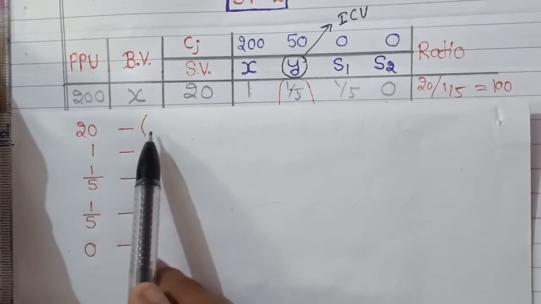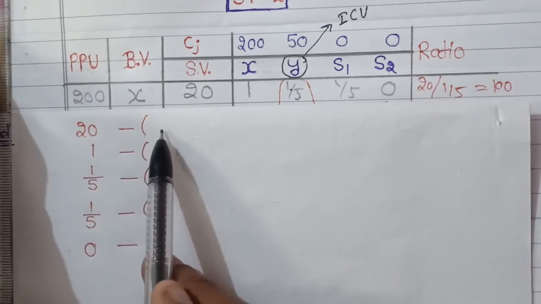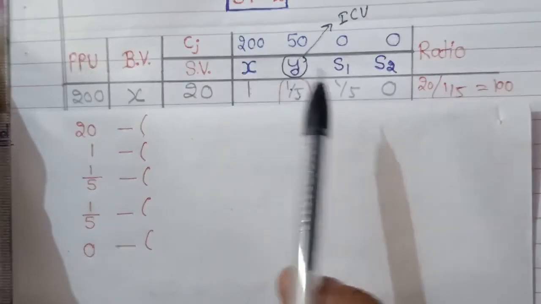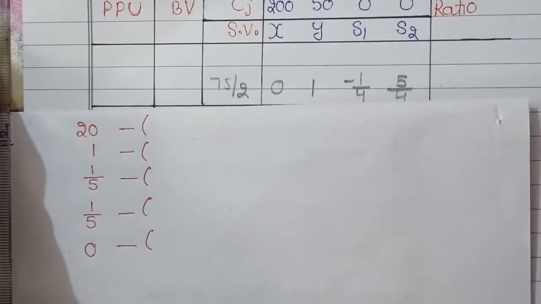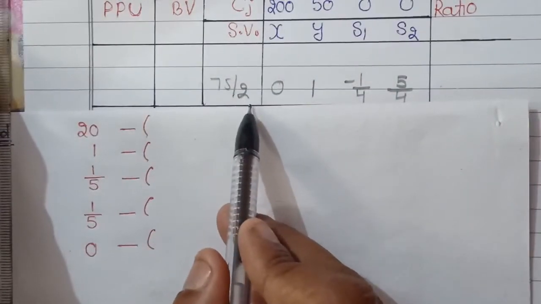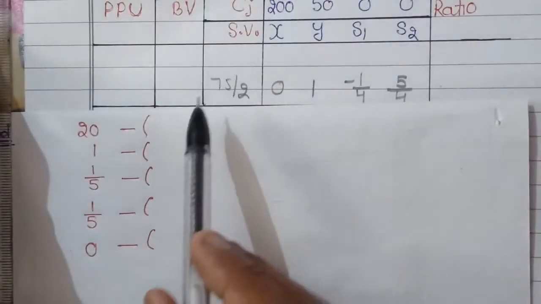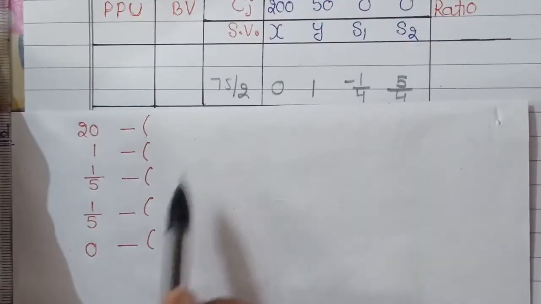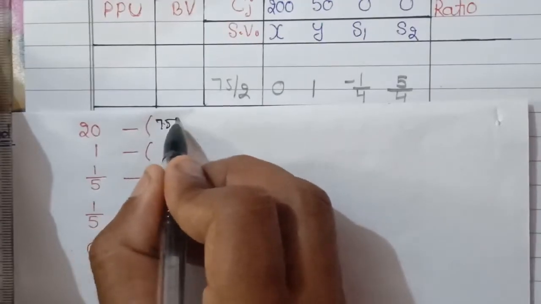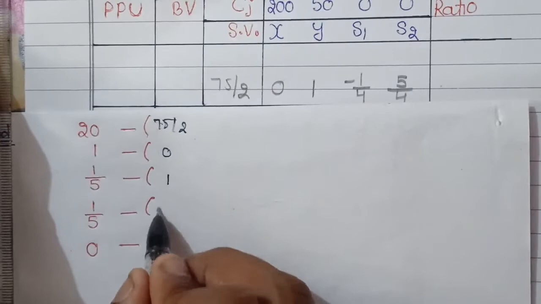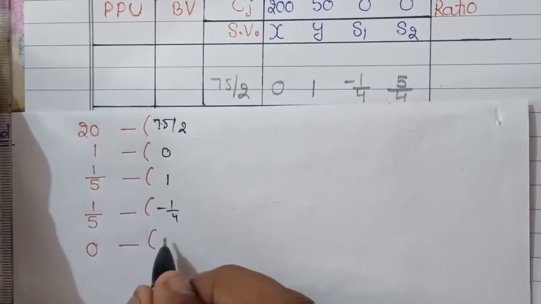Now we have to write the elements of simplex table 3 for the newly entered row. So these are the values for the newly entered row in simplex table 3. Now we have to write these in the form of a column here. So this is 75 by 2, this is 0, this is 1, this is minus 1 by 4, and this is 5 by 4.